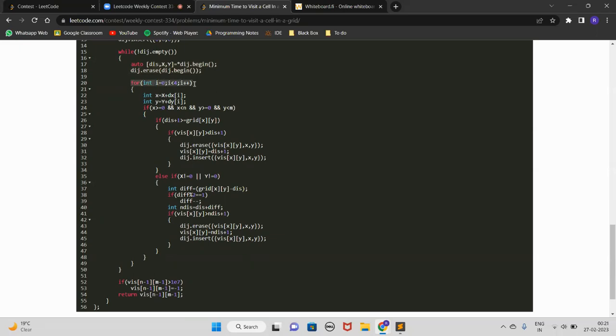For int i equal to 0, i less than 4, i plus plus, I'm finding out the cell I will be going to, small x and small y. If x is greater than or equal to 0 and x is less than n, so this condition is basically for checking if we are inside a grid. Condition for checking inside the grid.